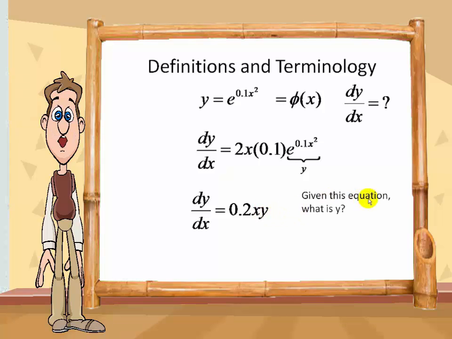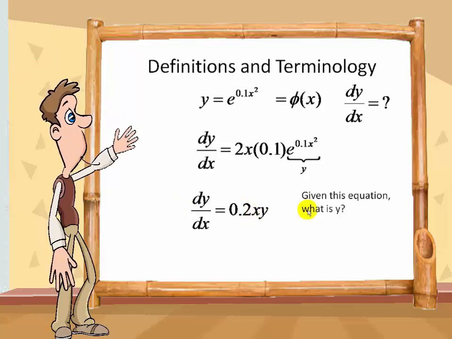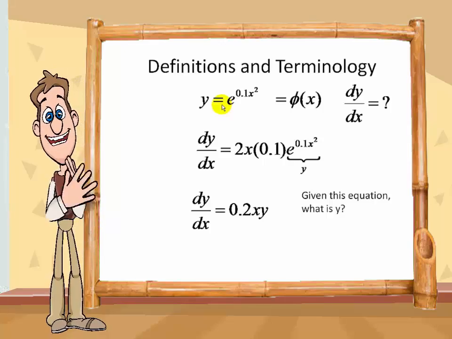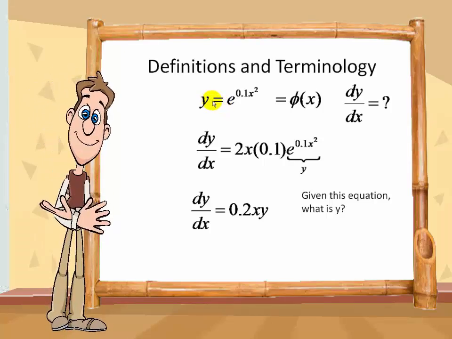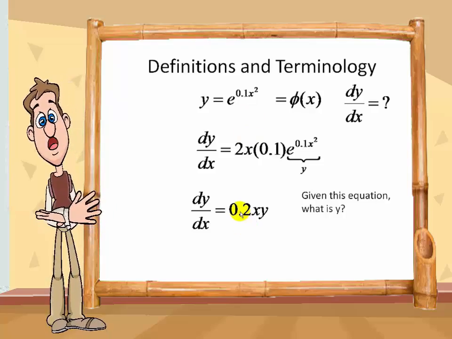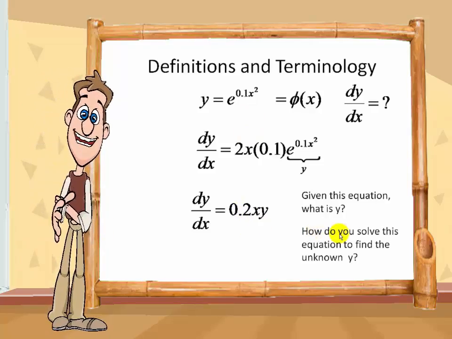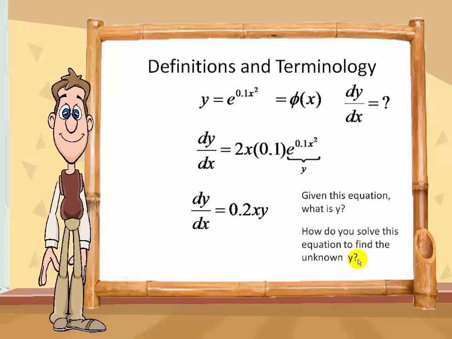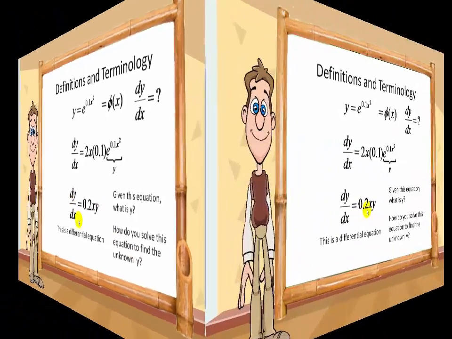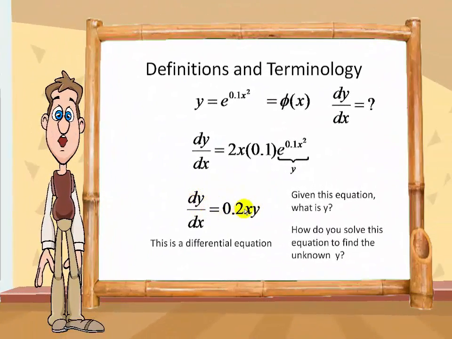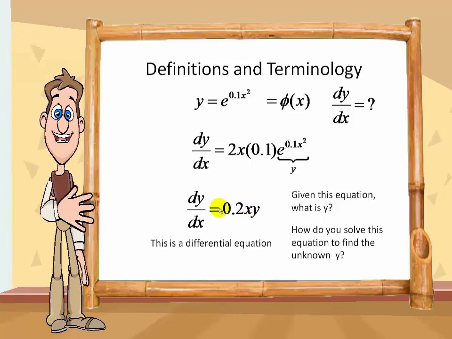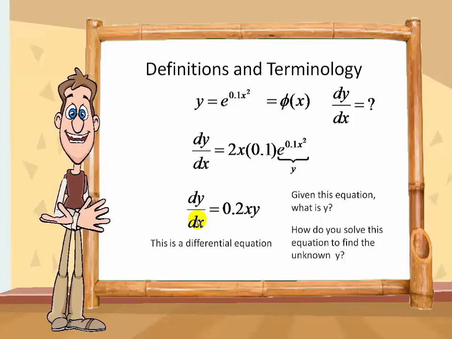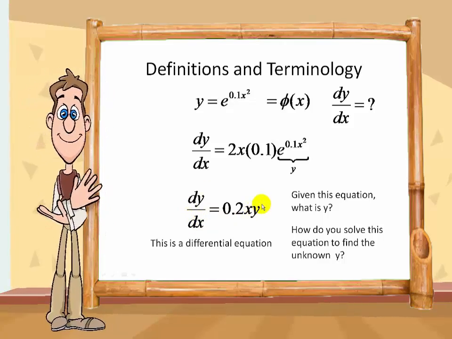So given this equation now, right here, what is the function y? Well, we did this almost in a reverse engineering sense where we'd already defined y, but that's the solution to this equation. So how do you solve this equation to find the unknown y? Well, that's the purpose of this course. Once again, this is what we mean by a differential equation. Unlike in algebra, where we're trying to find the values of a particular x and y in an algebraic equation, here we're trying to find a function.